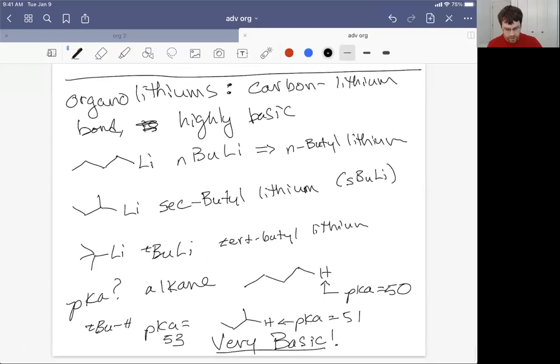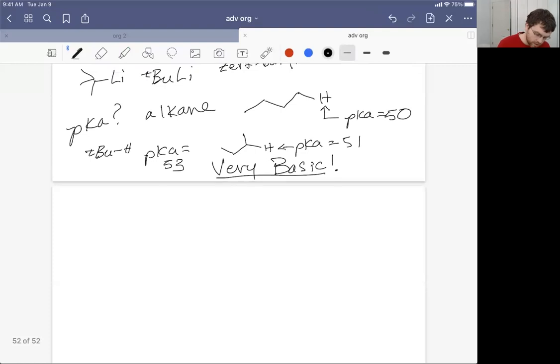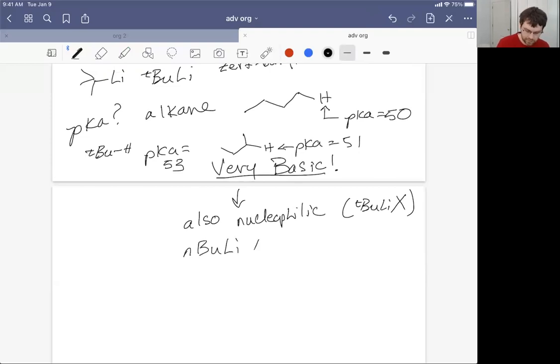Now, the issue with the butyl lithium bases is they're also nucleophilic. Not so much the tert-butyl, but n-butyl lithium in particular. So n-butyl lithium is fairly nucleophilic. If you can get away with just using n-butyl lithium straight, go for it. But a lot of times this is used as a precursor to LDA.